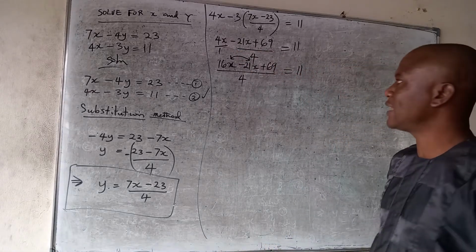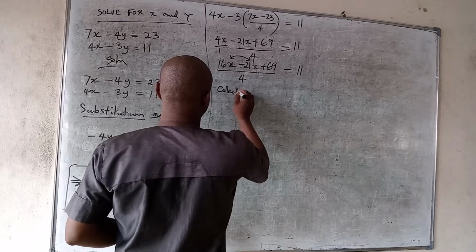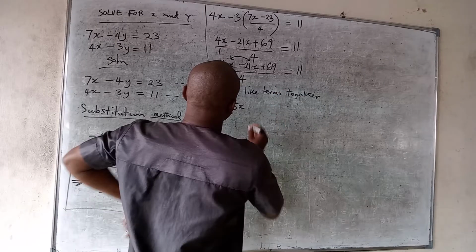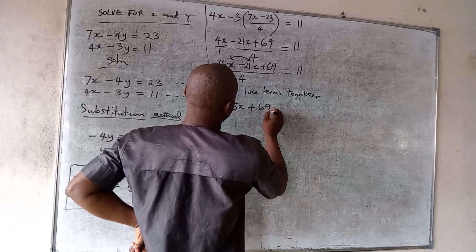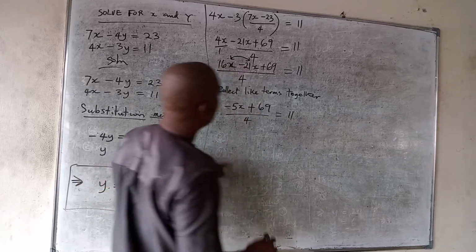So you collect the like terms together. The next step is to collect like terms together. And by doing that, you have 16x minus 21x, which is the same as minus 5x, plus 69 over 4 is equal to 11.